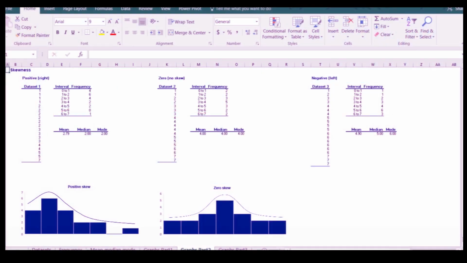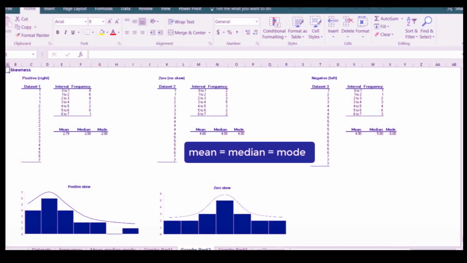In the second graph, we have plotted a dataset that has an equal mean, median, and mode. The frequency of occurrence is completely symmetrical, and we call this a zero or no skew. Most often, you will hear people say that the distribution is symmetrical.